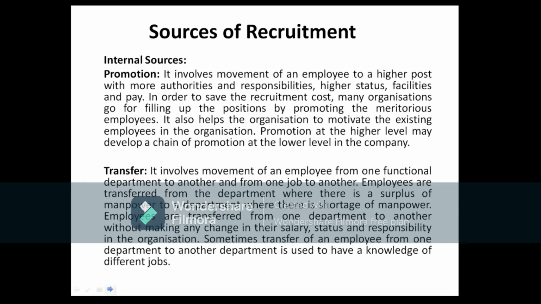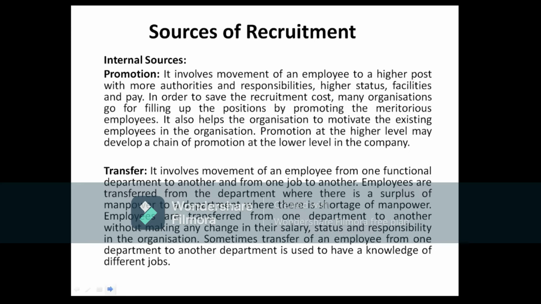Right? Now the second one is transfer. That is again an important internal source of recruitment, by transferring employees from one job to another within the same organization. The organization fills up vacancies by moving employees from one job to another, from one department to another department in the same organization, or from one business unit to another business unit. But what is the difference between transfer and promotion?